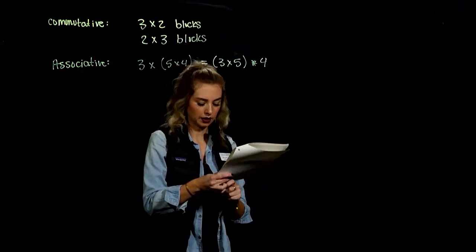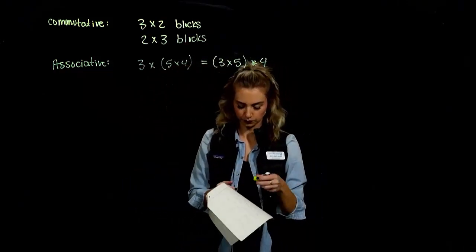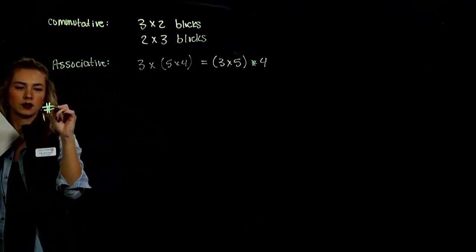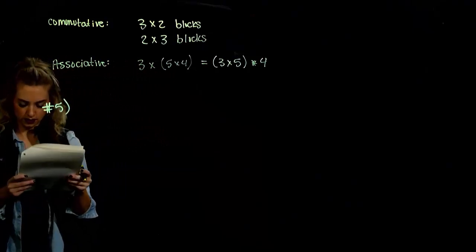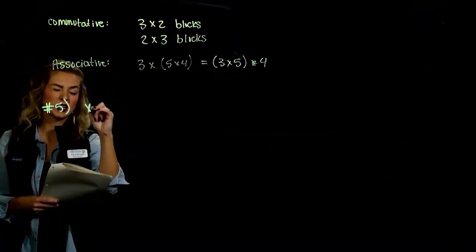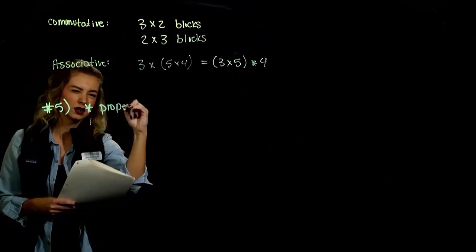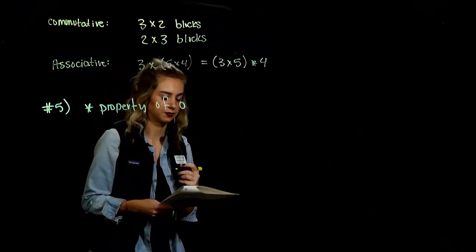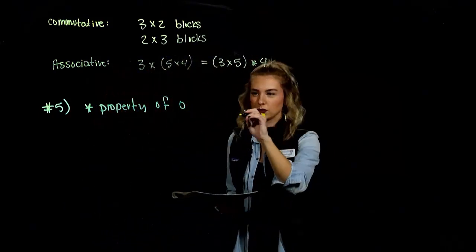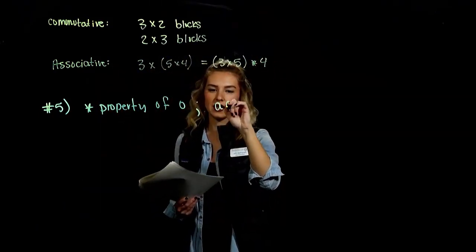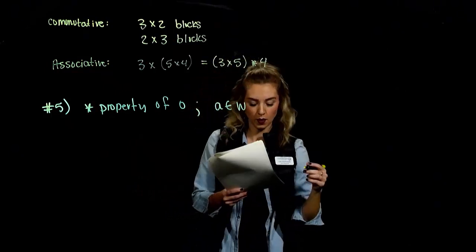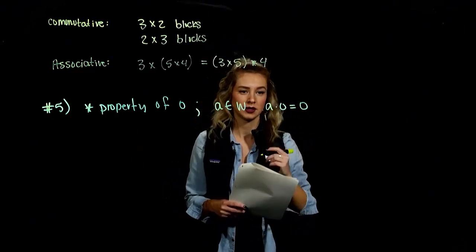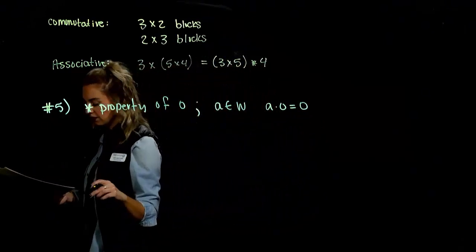So the last law that we're going to look at, number 5, what does it look like? Oh, much better. Number 5 in our list, the multiplicative property of 0 for whole numbers. So for some A, for some number inside of the whole numbers, A times 0 is always going to produce 0. Gets rid of everything.